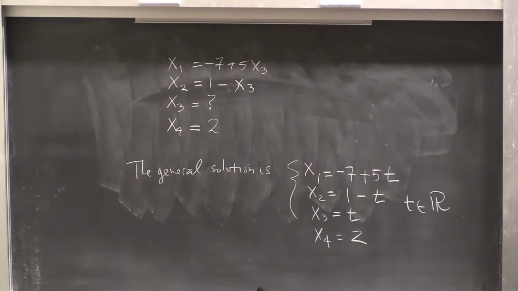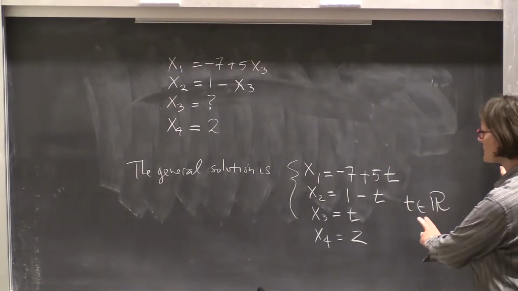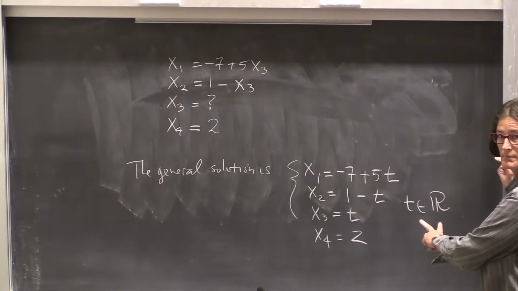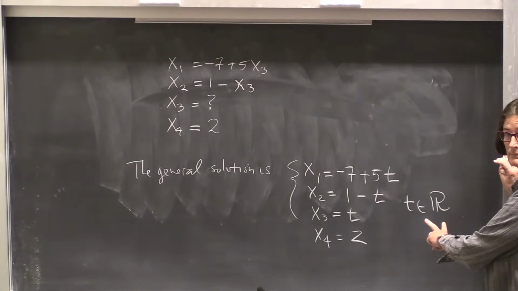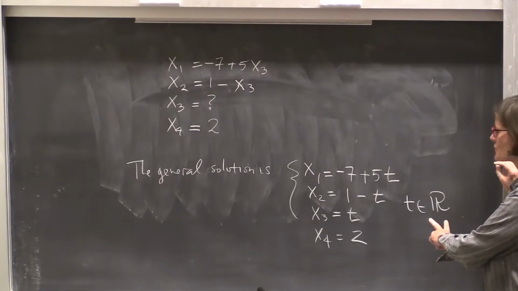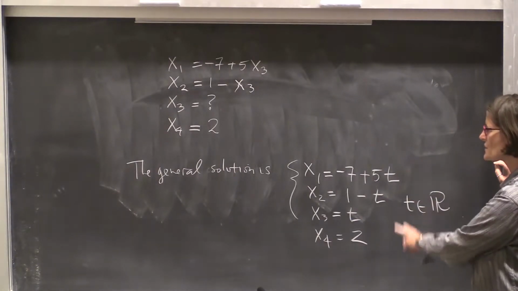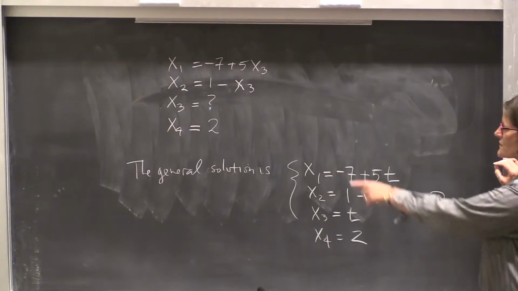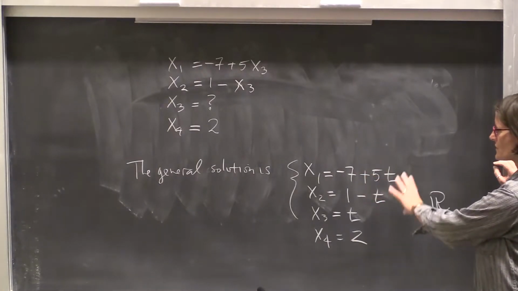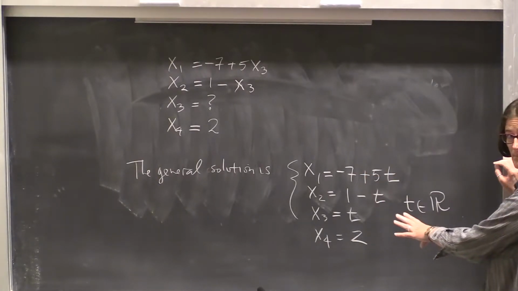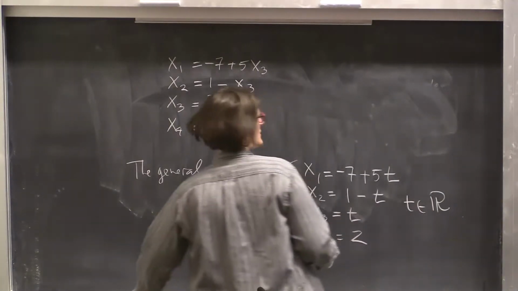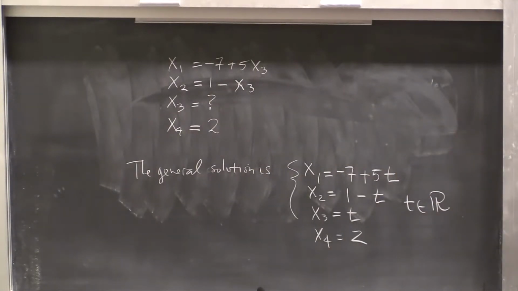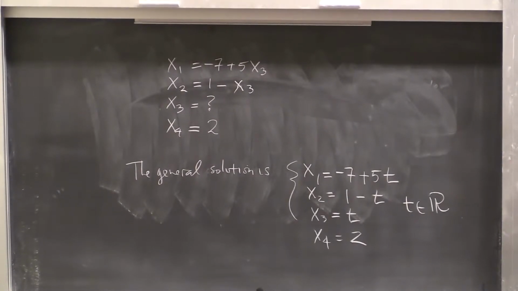The reason this represents infinitely many solutions is because t can be any real number. Each person in the class could choose a different value of t. Each person in the class would get a different specific solution. This is the general solution because all solutions are of this form. So now, let's just actually check that this puppy is a solution, because I make mistakes.